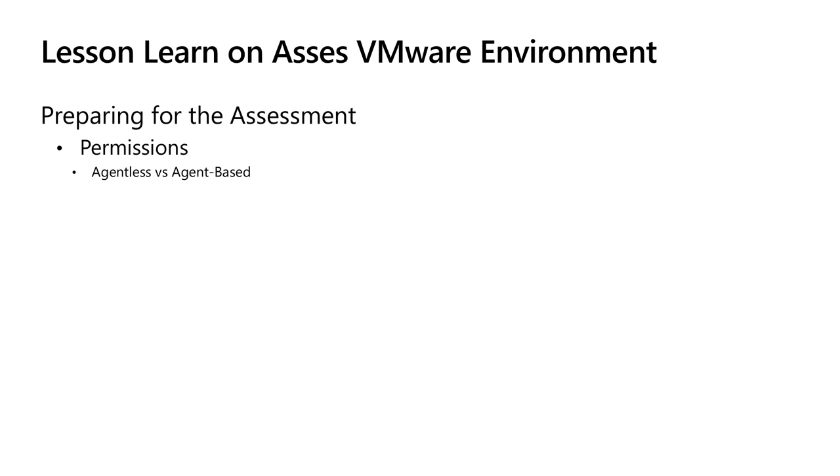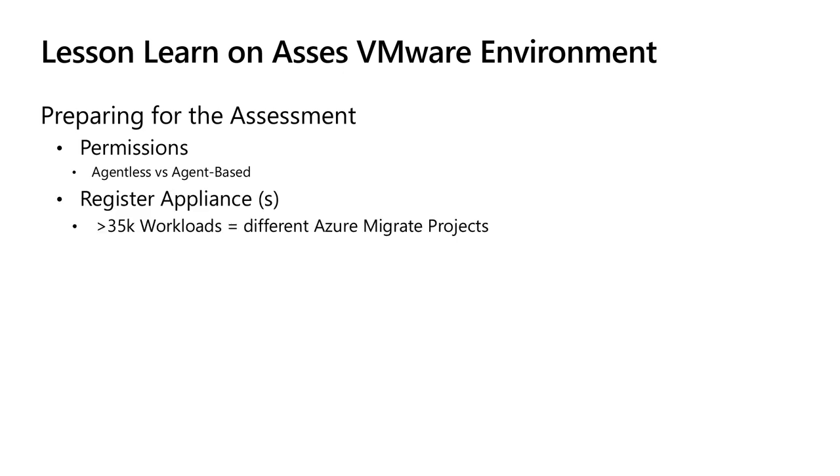One needs contributor or owner, in this case at your subscription level. The other one just needs permission to create the project and then needs read access or administrative access, for example, okay? So be sure that you cover that. The other thing is, there is a limit of 35,000 workloads that Azure Migrate can discover. If you have more than that in your environment, then the suggestion is to use another Azure Migrate project.